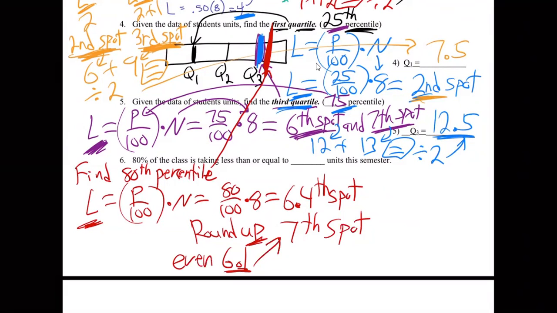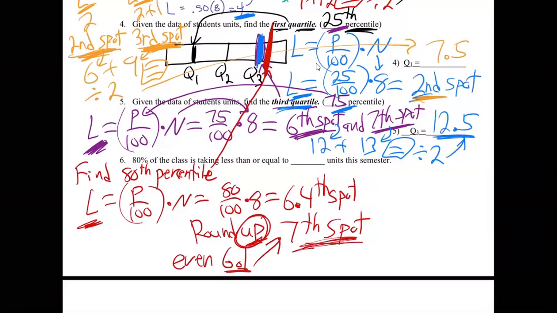They'll go, well, Mr. Heron, that rounds closer to 6. Yes, it does round closer to 6, but we're not rounding to the closest. We're rounding up. You have to go up. Even if you had 6.1, you go up. So that means go find the data in the 7th spot.